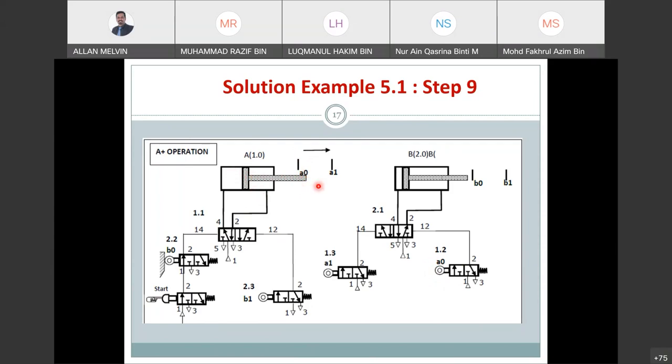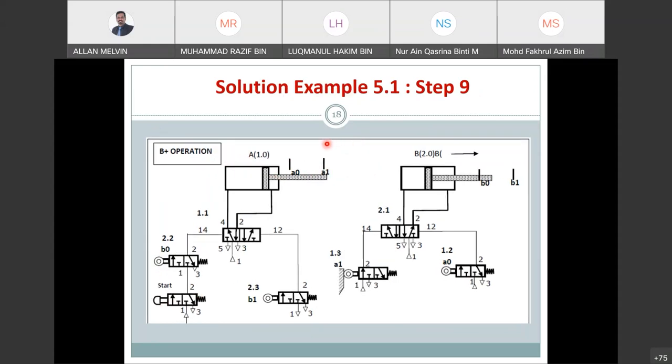Okay, so it has been released. B0 is still here, so you have the surface picture. You press extend, and it will do the A plus operation, so we need cylinder A to extend. Then after that, B plus. It has extended fully, A1 starts, and here there is a wall picture. It will give an input and cylinder B extends.